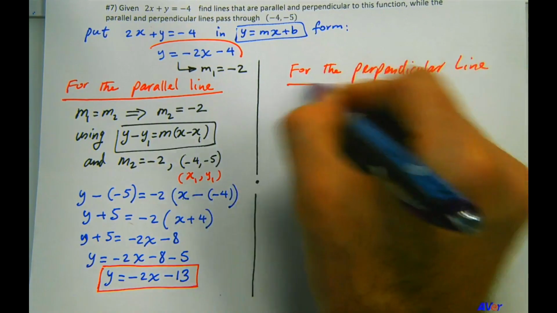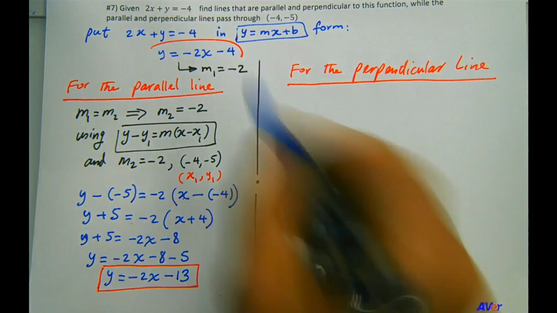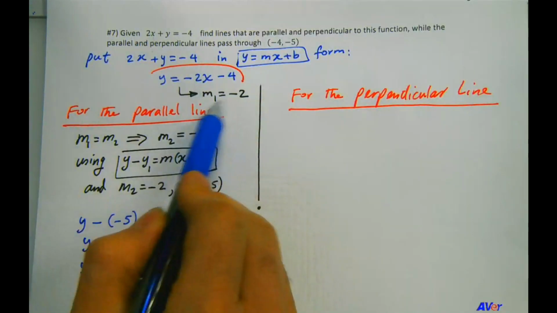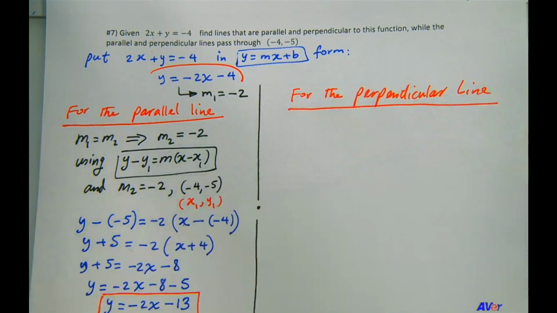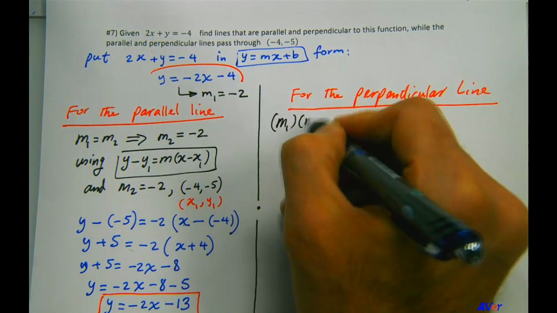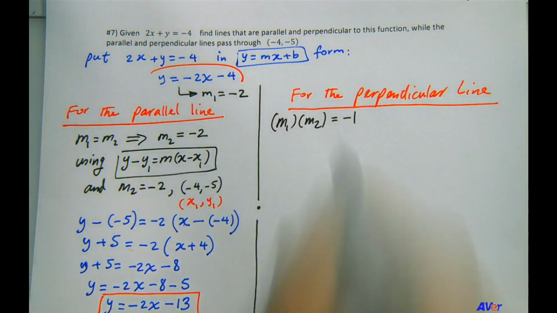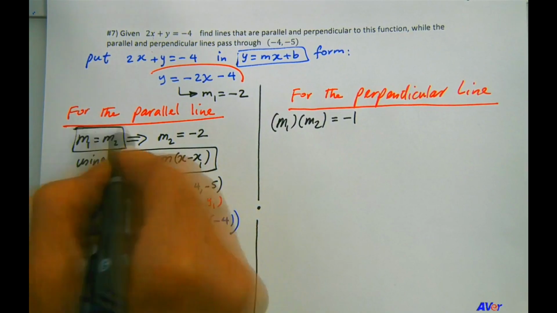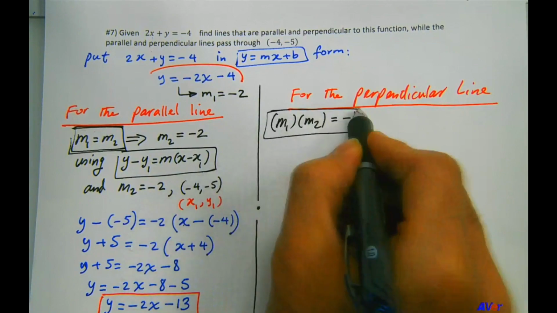For the perpendicular line, like that. So we already know the slope of the original line. The slope of that line is m1 equals minus 2. So the condition for two lines to be perpendicular is this. m1 times m2 should be equal to negative 1. Right? That's for perpendicular lines. So that's for the parallel lines, we have that. For perpendicular lines, we have that.